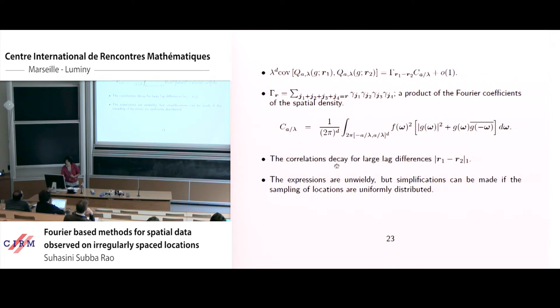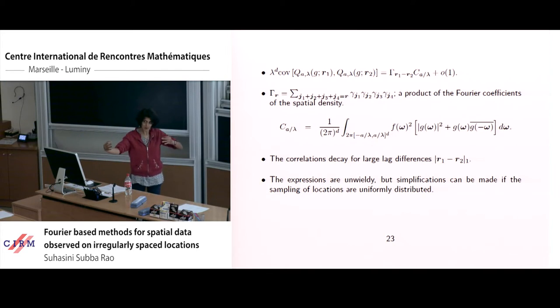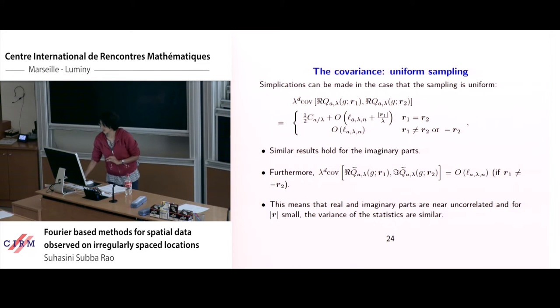All right, and if you let Q be such that R1 and R2 are far away from each other, then these correlations will decay. There's this kind of thing. So the expression is really disgusting, I accept. So let me look at the simplified situation where the sampling is uniform. In the case where sampling is uniform, okay, here are the real parts of it.